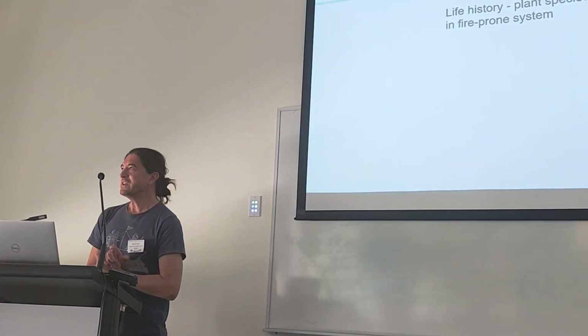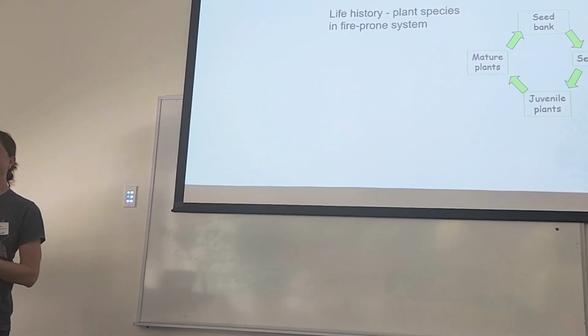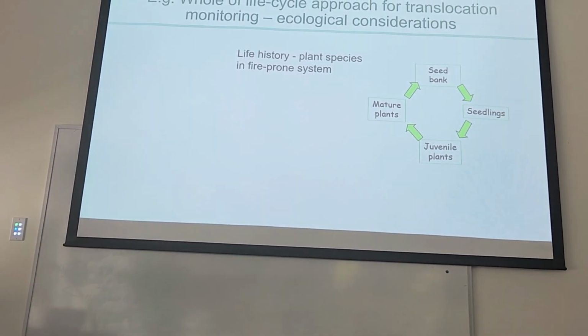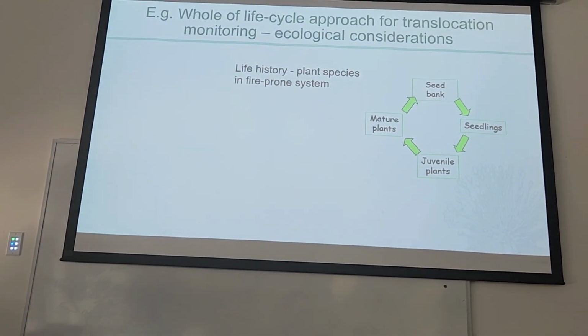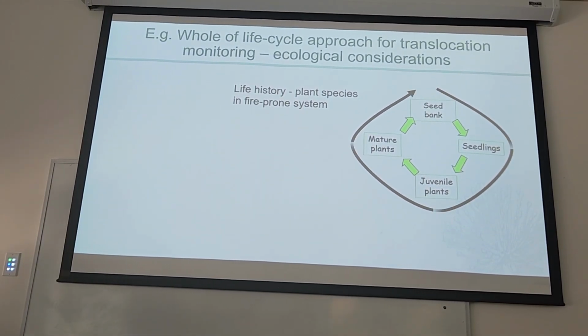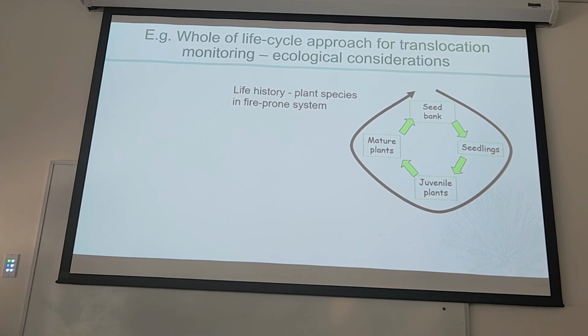So if you're thinking about the kinds of questions and the ecological things you need to monitor of a species from a fire-prone system, like any plant, firstly, it has the life cycle. You need to think of all those life cycle stages. So we move through, have mature plants that produce seeds that can get stored in a seed bank, develop seedlings, and the cycle continues.